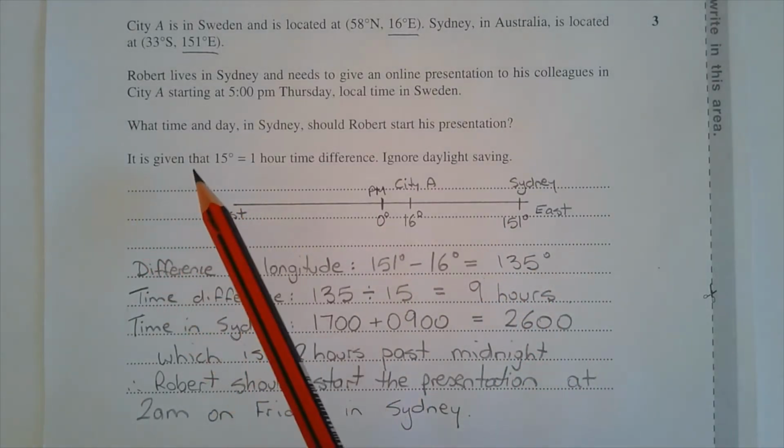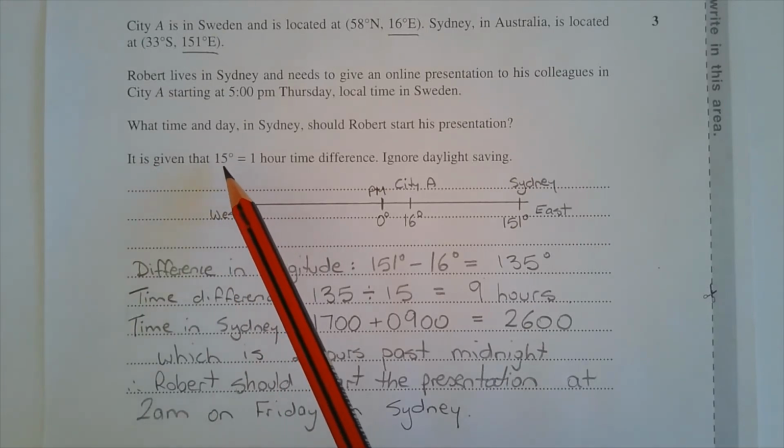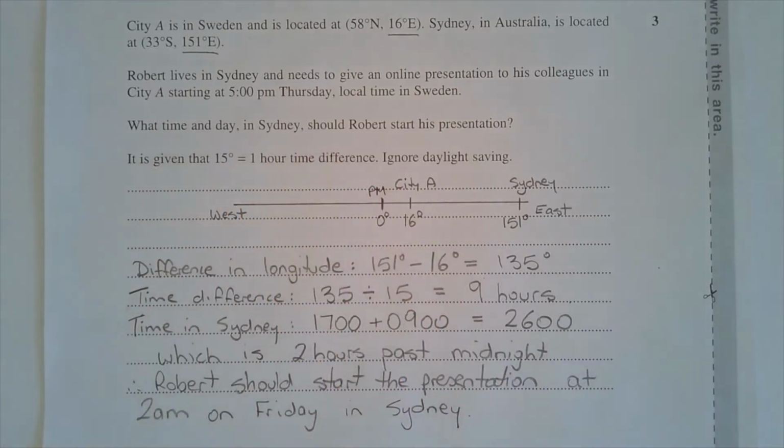And it is given that every 15 degrees difference in longitude is equivalent to 1 hour time difference. So the time difference is found by taking 135, dividing it by 15, and that gives 9 hours. So Sydney is 9 hours ahead of City A.